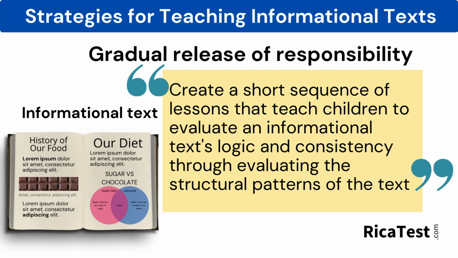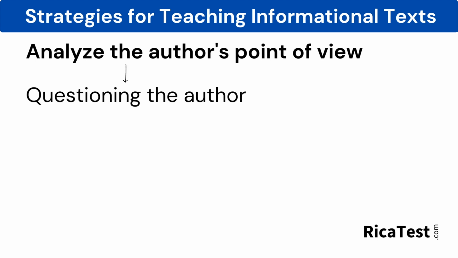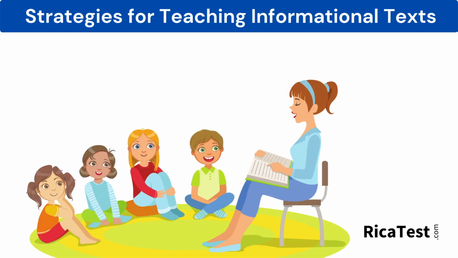Remember, we use the gradual release of responsibility strategy to create a short sequence of lessons that teach children to evaluate an informational text's logic and consistency through evaluating the structural patterns of the text. Now, the second strategy children can use to comprehend informational texts is to analyze the author's point of view. We use the instructional strategy called questioning the author, which we've discussed in the past.